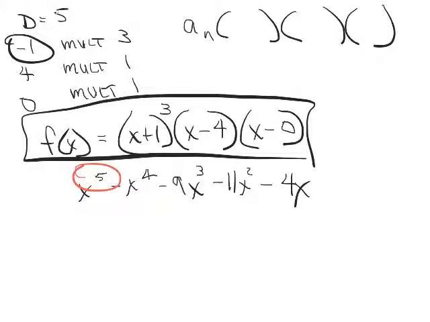So that's the first couple pages, and we'll continue on with 3.4b.